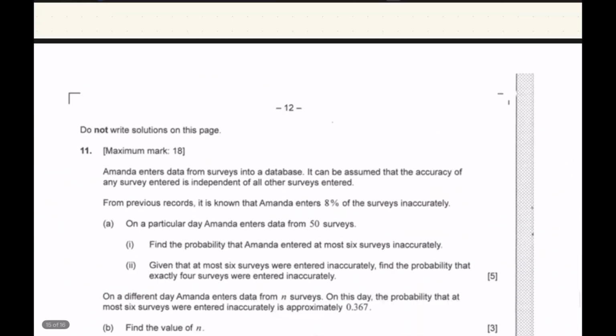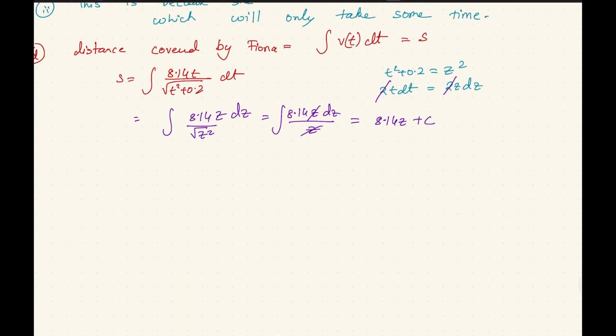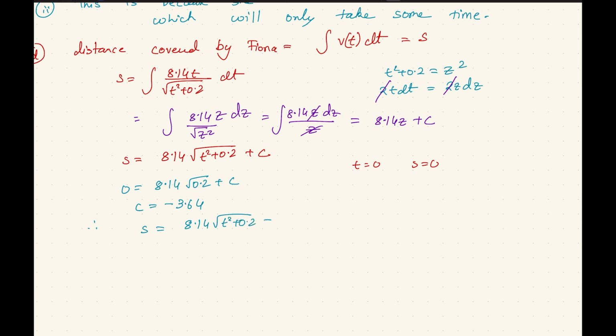And of course we have to replace this. Now we'll replace z with the expression, that is 8.14 root under t squared plus 0.2 plus c. Now how do I find c? I know that at t equals 0, s equals 0. They are starting the race at t equals 0, of course. So 0 equals 8.14 root 0.2 plus c. C is negative 3.64. The distance covered by Fiona with time is this, where c is negative 3.64.